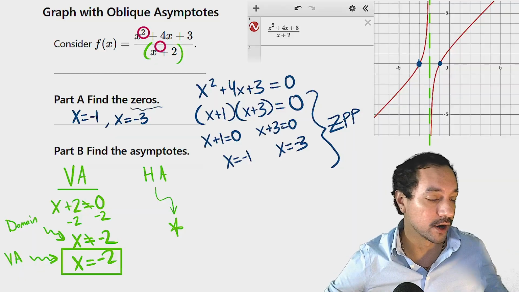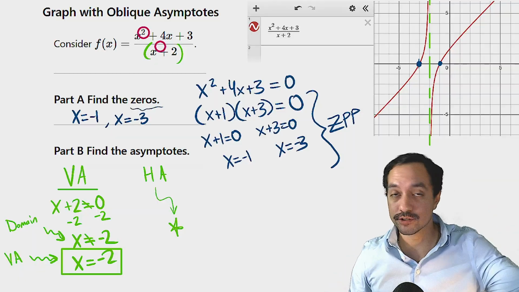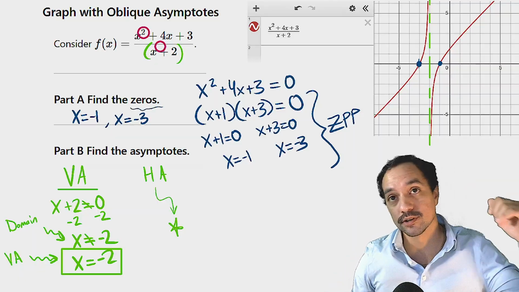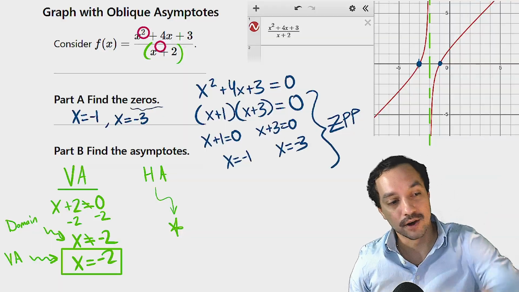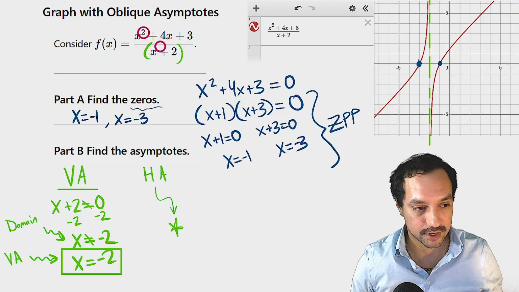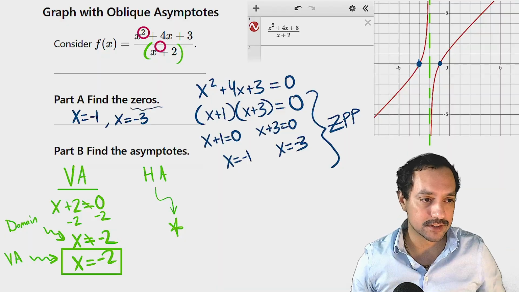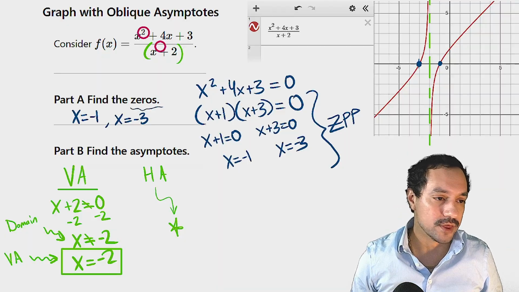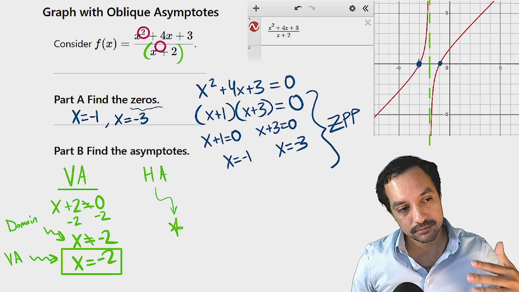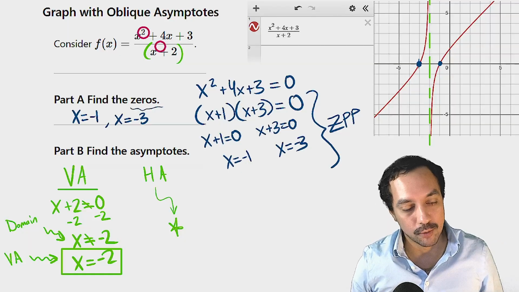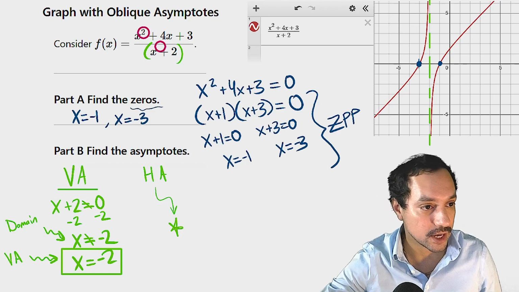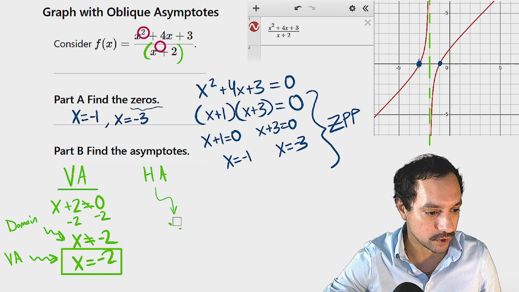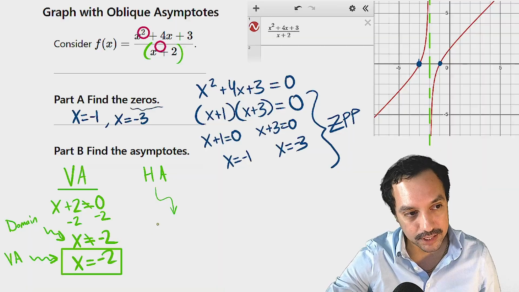You have a case where the numerator has a greater degree. You have a case where the degrees are even. And then the third and final case where the degree on the denominator is greater. In our case here, when the numerator has a greater degree, we don't have a horizontal asymptote, but we have the possibility of what we call a slant asymptote or an oblique asymptote.